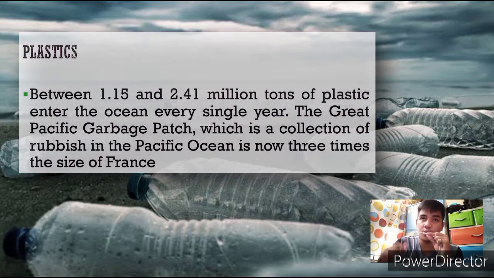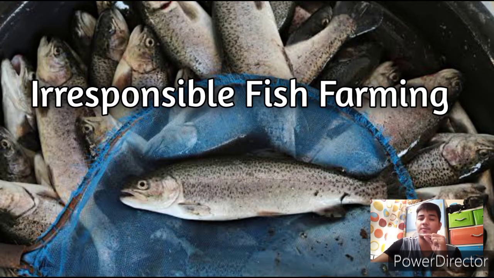Between 1.15 and 2.41 million tons of plastic enter the ocean every single year. The Great Pacific Garbage Patch, which is a collection of rubbish in the Pacific Ocean, is now three times the size of France. So much plastic enters the ocean every year. Animals can get tangled in the huge amount of plastic which litters the ocean, and the plastic smothers and destroys coral and sponges. Number three problem is irresponsible fish farming.